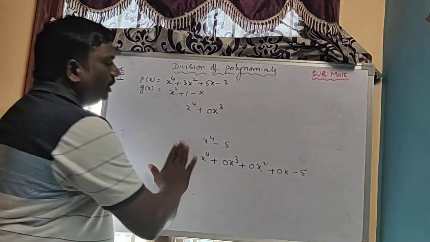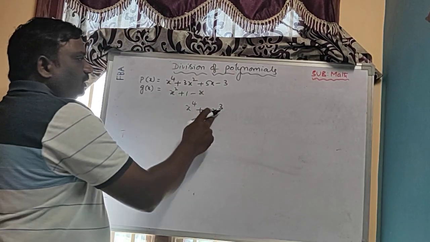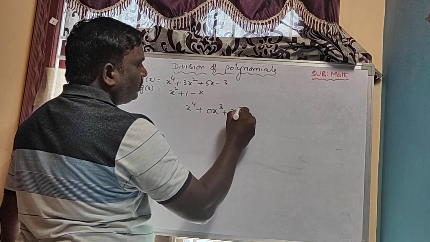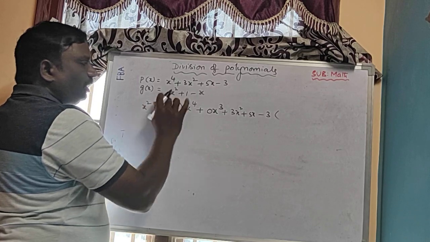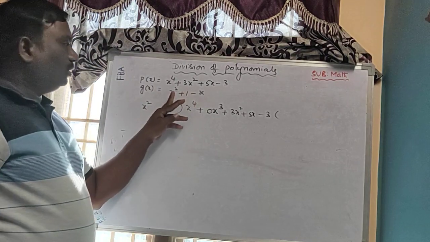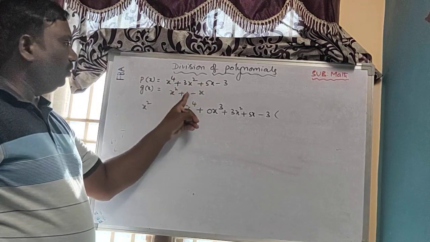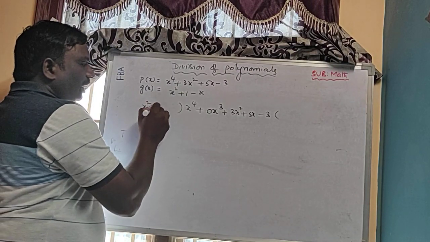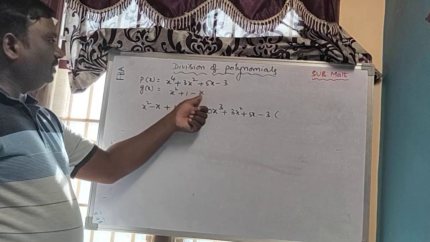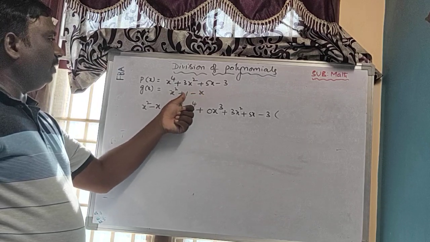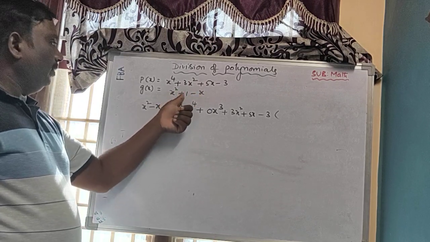Now in our question only one term is missing, the x cube term, and the rest is 3x square plus 5x minus 3. For the divisor, we also verify all terms are here. The x square term is the highest degree 2, a quadratic polynomial, so the total terms should be 3. So I write x square, then minus x plus 1, taking the symbol along with the term.